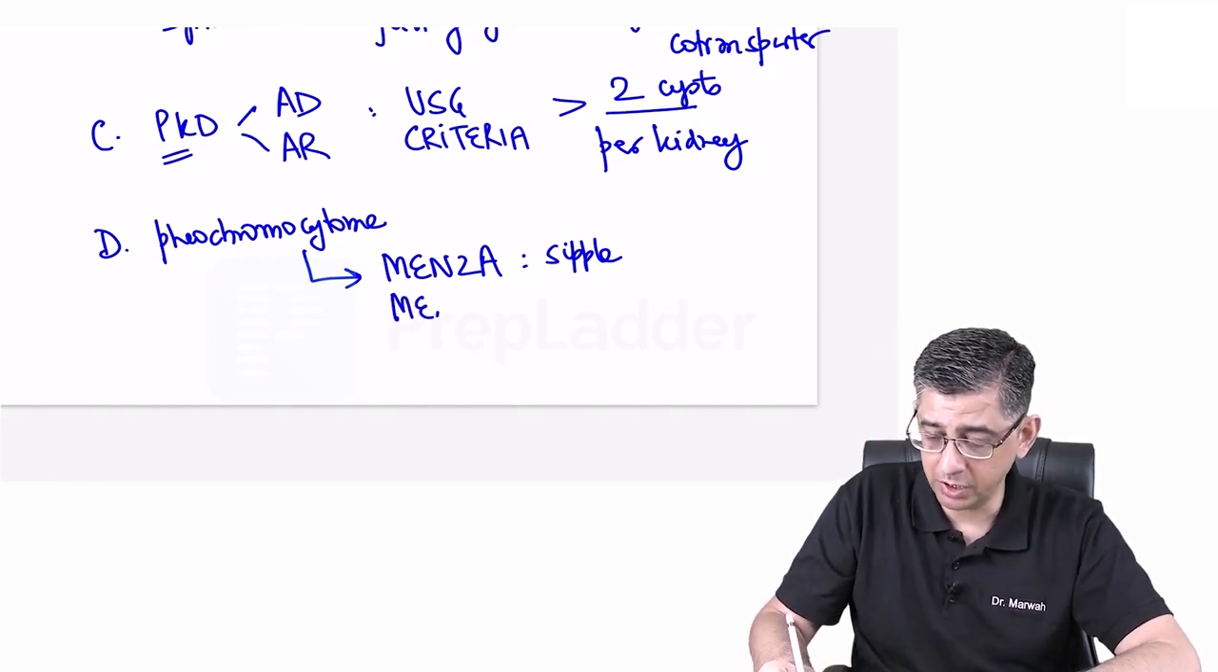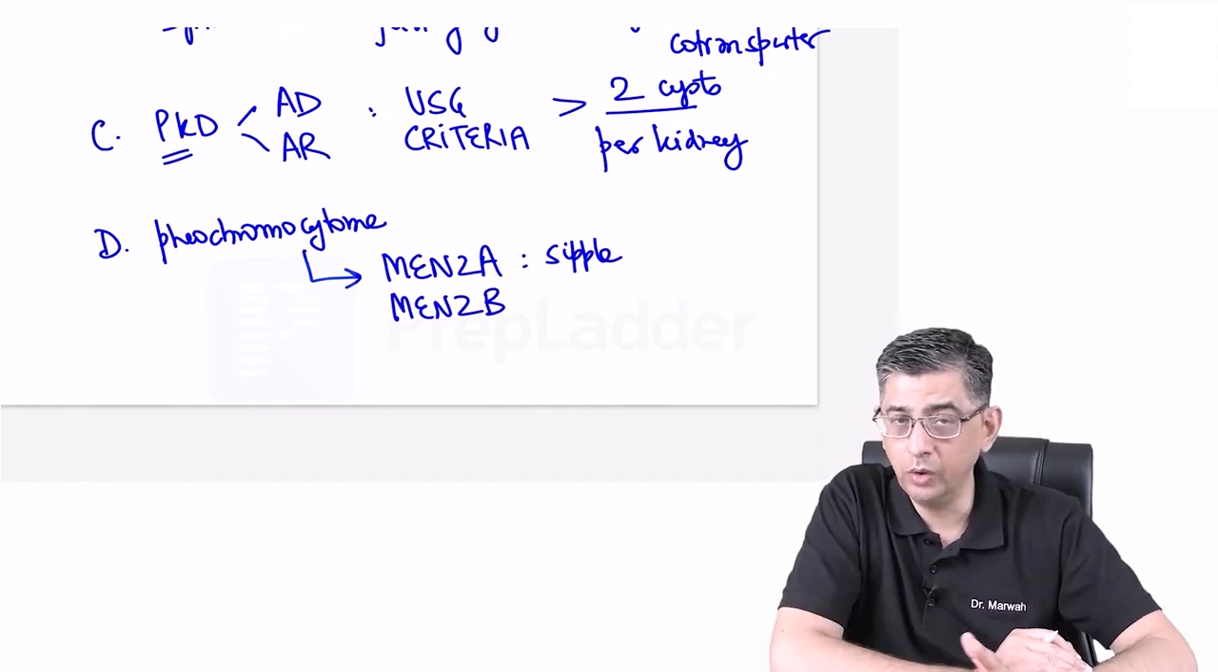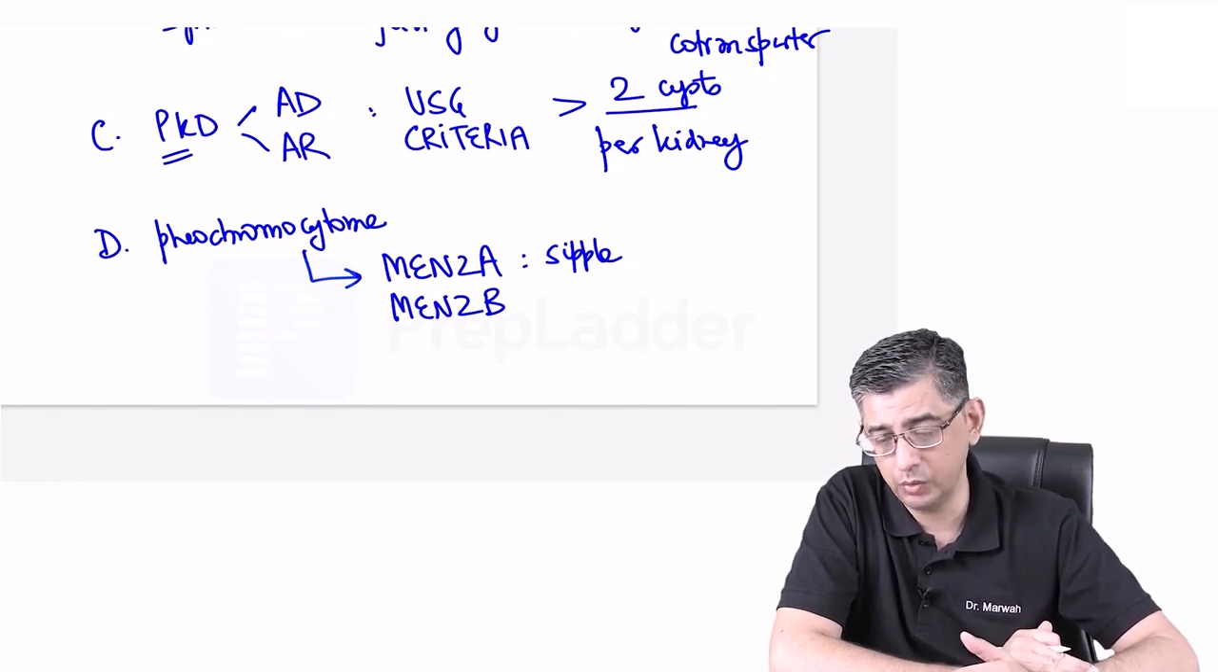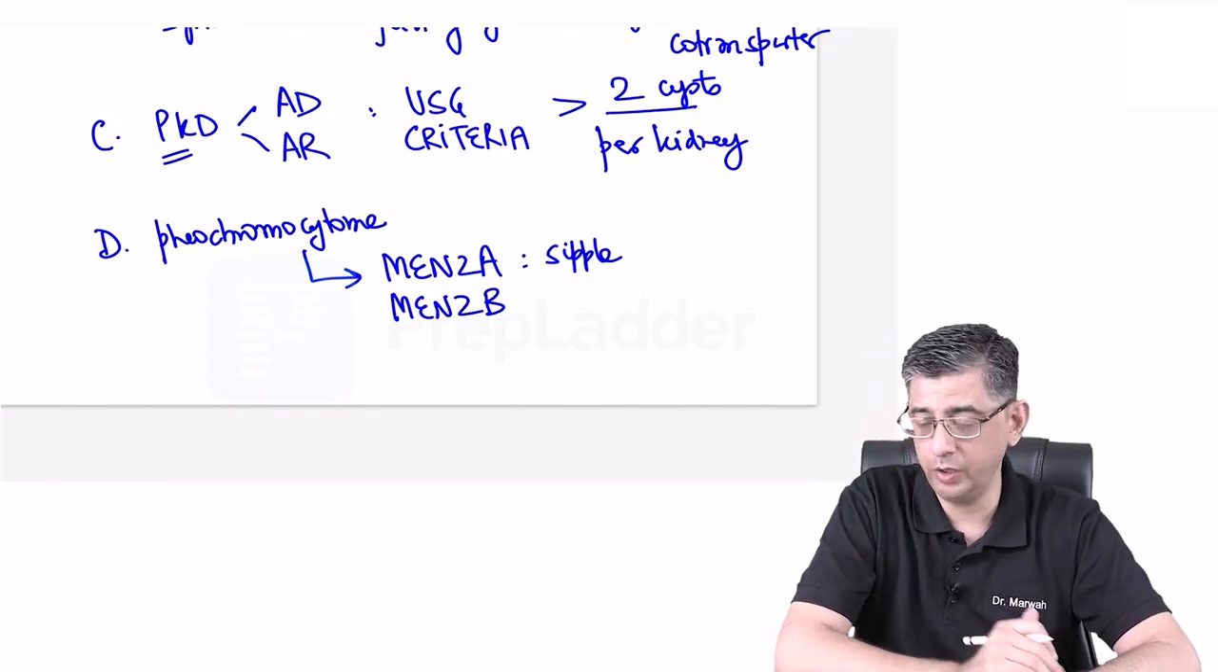It can also be associated with MEN2B, and in the endocrine section you will notice that I have described MEN2A as MEN2, but MEN2B has been described as MEN3, so that there are 4 varieties of multiple endocrine neoplasia.